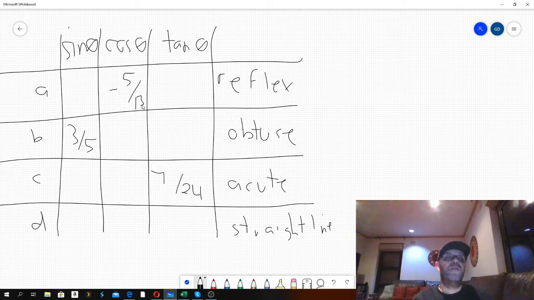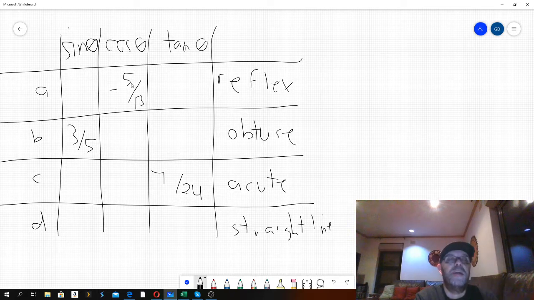Okay, the 5 and the 13 represent the adjacent and the hypotenuse, because that's what the cos ratio is. So for us to get the opposite, we're going to have to use a Pythagorean triangle. Now, you should know this triangle already from experience. So the answer is that 5 squared plus 12 squared is equal to 13 squared. So therefore the opposite side is 12.